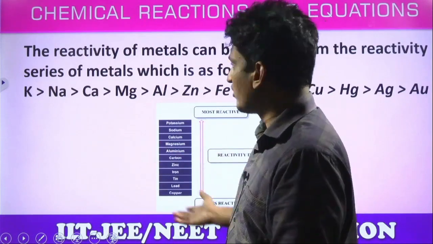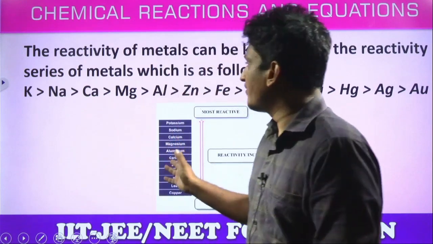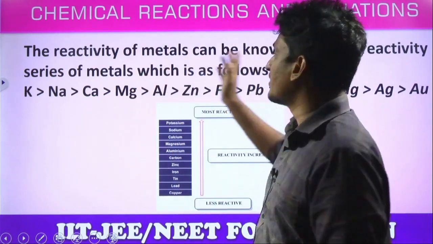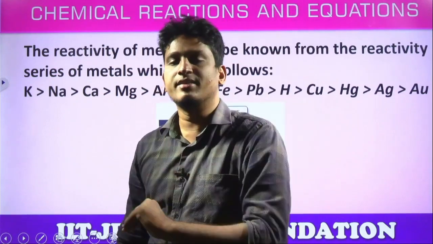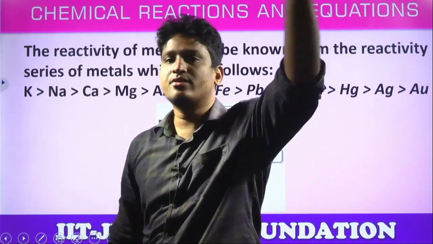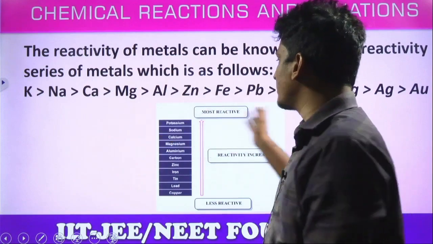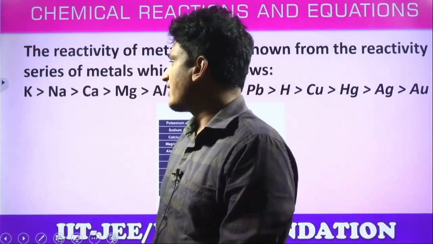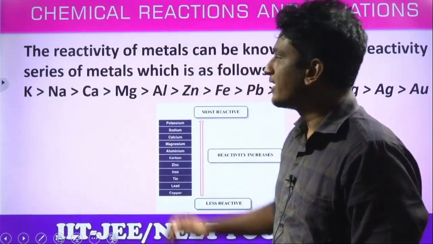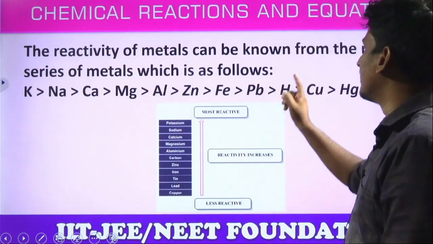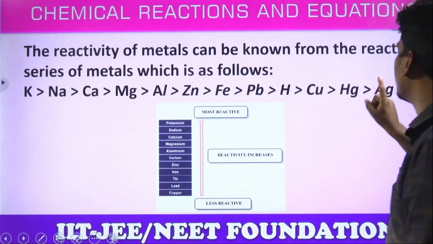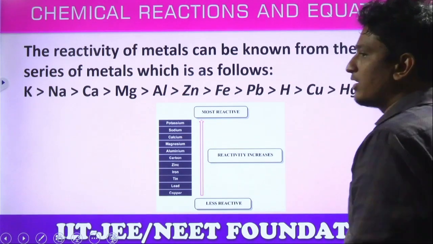Next, here only we have the reactivity given. The reactivity of metals can be known from the reactivity series of metals. So from highly reactive, the decreasing order is given. Decreasing order means from highly reactive to the least reactive. Look at the series of metals, which is highly reactive: potassium, followed by sodium, calcium, magnesium, aluminum, zinc, iron, lead, hydrogen, copper, mercury, silver, gold, platinum.